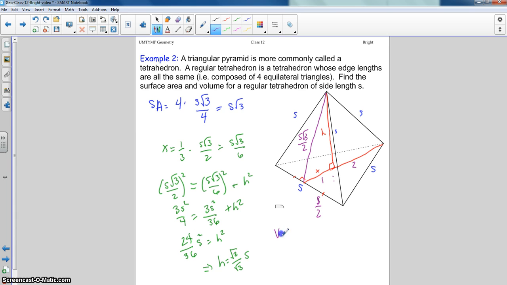And so volume is going to equal 1/3 of the area of the side. Okay, and then so that is going to be s squared times square root of 3 over 4. And then I have to multiply this times the height that I just found. So s square root 2 over square root 3. And this, when all is said and done, simplifies down to s cubed square root 2 all over 12.